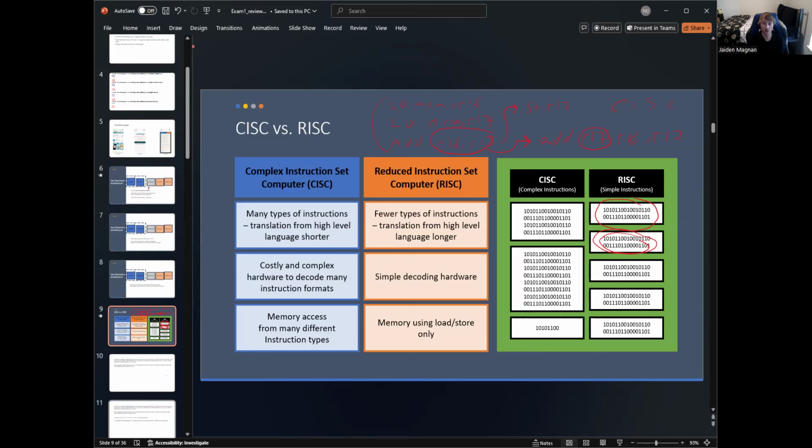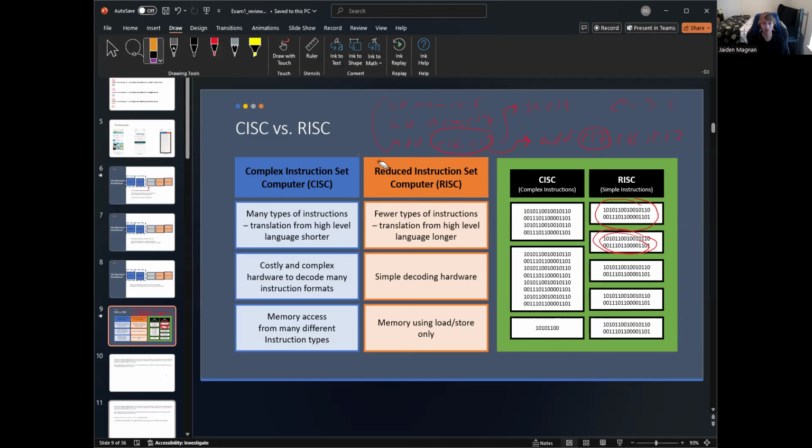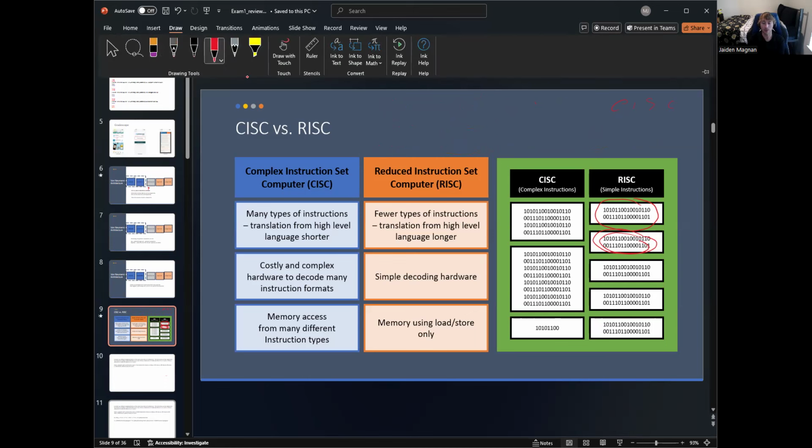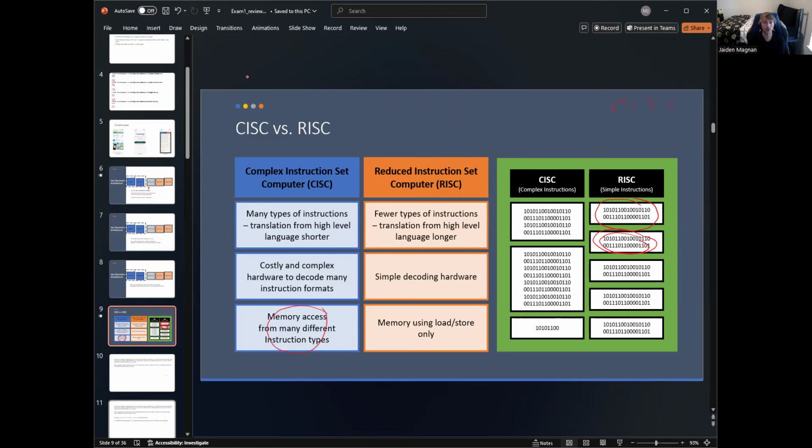And now the CISC architecture is pretty much the opposite. So these instructions are much more complicated. They do a lot more stuff, which means that it's likely that they're combining multiple RISC instructions together, for example. There's different addressing types, different ways to access memory. As written here on the slides, memory access is from different instruction types, which means instead of only using load and store to actually get data into the CPU, you're able to do it pretty much directly in the instruction.